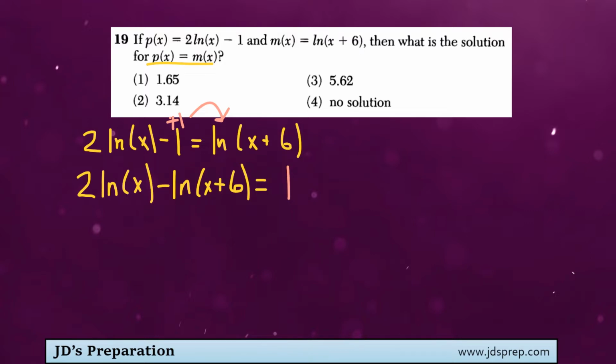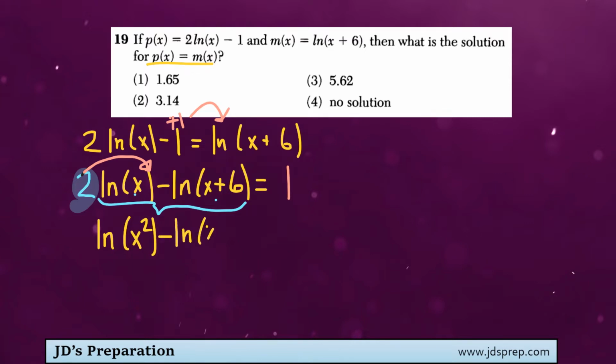Now the next thing I'm going to do, I know there is a law with natural logs or regular logarithms that when we are subtracting two terms like this, we can write it as a quotient. It would be the natural log of x over x plus 6. But first we need to deal with this 2. And in order to deal with it, we're going to move it using one of our logarithm laws. And we're going to move it to become the exponent of x. So this we can rewrite as ln of x squared minus ln of x plus 6.